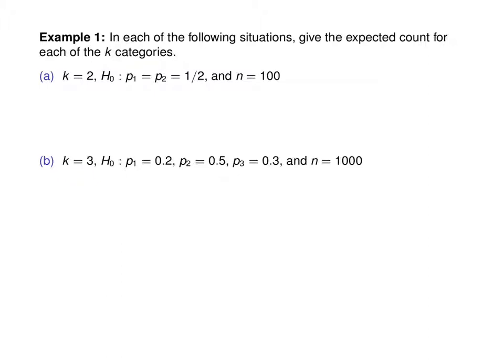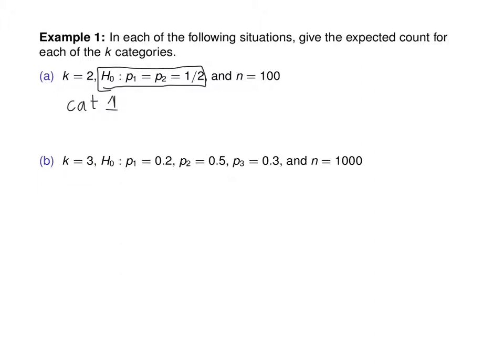All right, let's find some more expected values. In each of the following situations, give the expected count for each of the k categories. And just for kicks, let's give the degrees of freedom as well. This first one says in the null hypothesis that the probability of category 1 and category 2 are both 1/2.